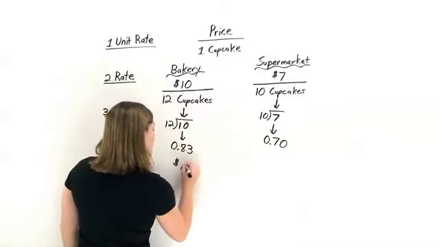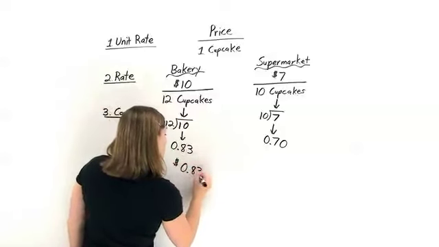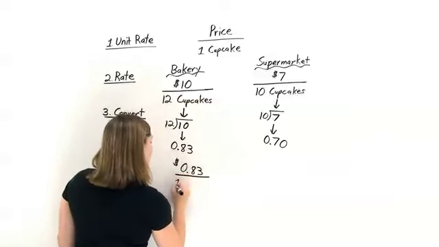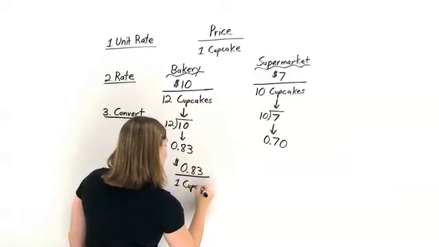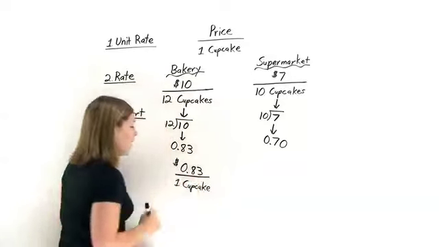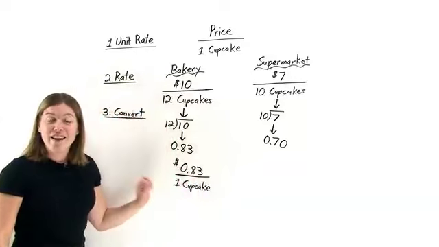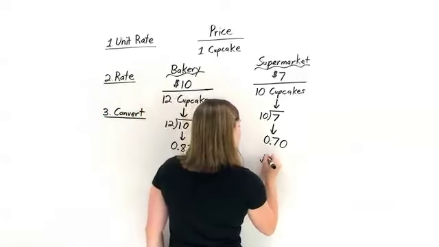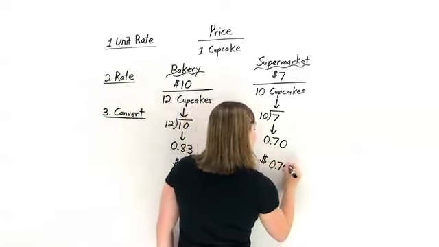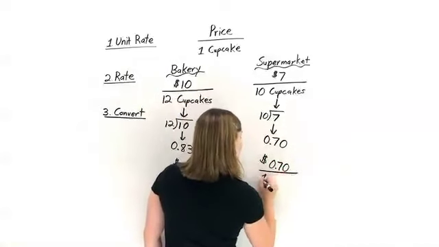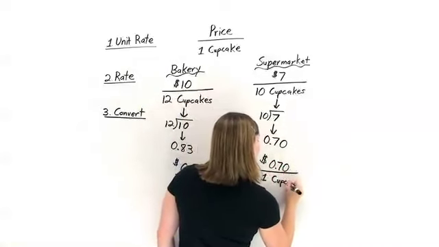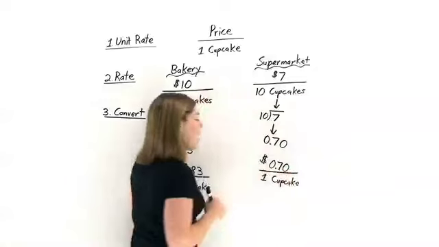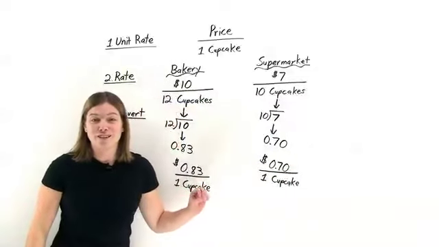That means that at the bakery, 83 cents will buy one cupcake. One cupcake costs 83 cents. That's the unit rate at the bakery. And here at the supermarket, one cupcake costs 70 cents. So we now have the unit rate for both of the stores.